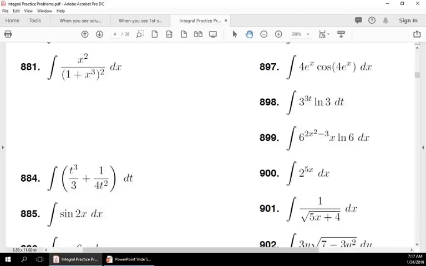Before I start this problem, I want you guys to figure out or take a guess, what is your u going to be? It seems to be the hardest part for students when they're first starting this out. What is your u for number 881? And the trick, or what I like to think about, which works like 80% of the time, is what is the most inside function? That's what I like to make u equal.